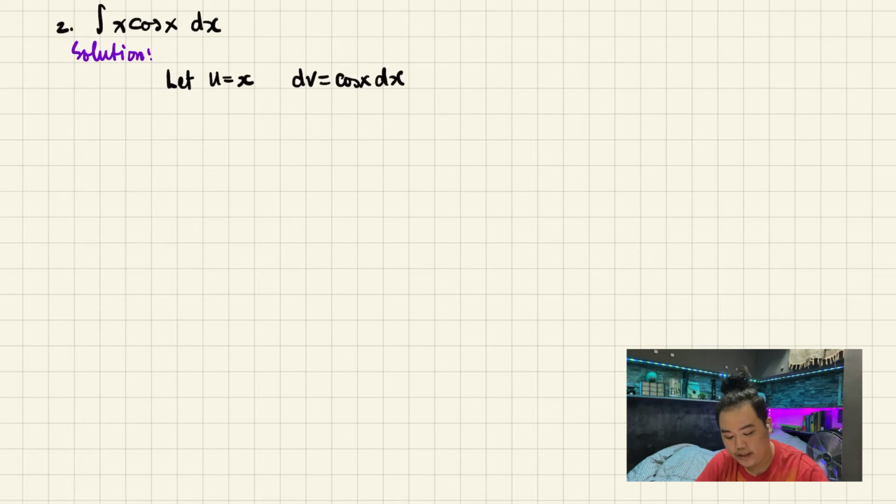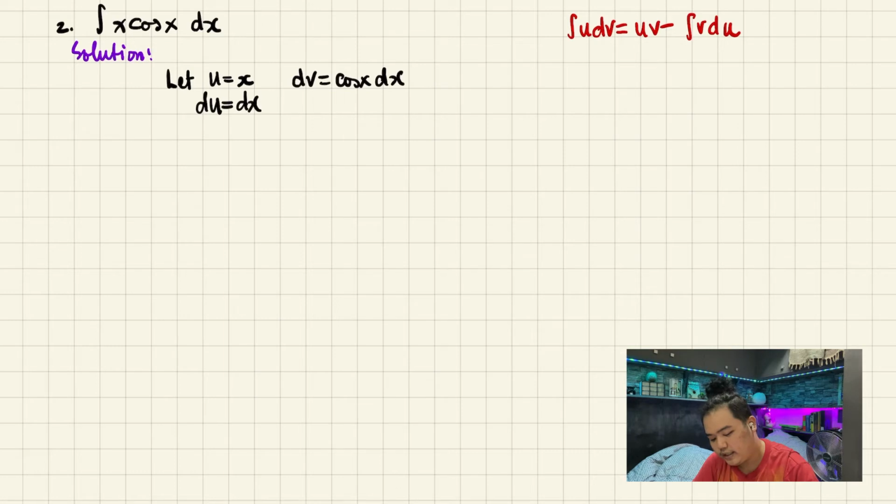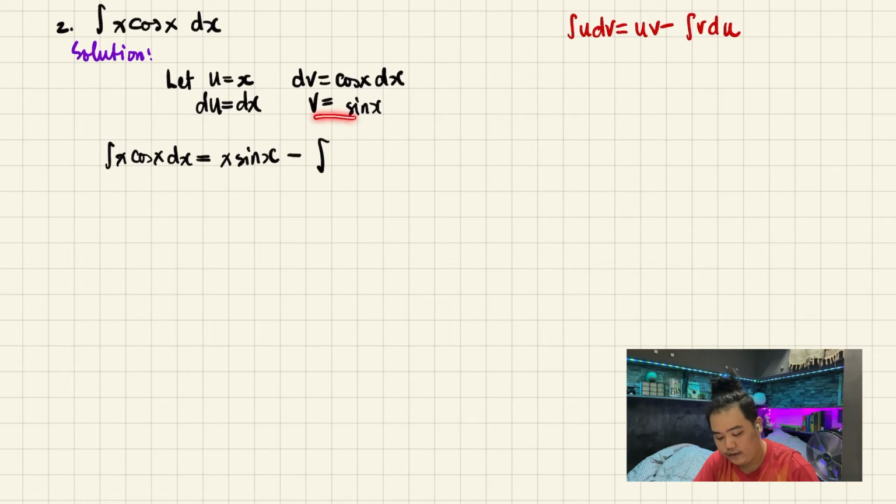Sulat nga natin muna yung integration by parts formula. u dv is equal to uv minus integral ni v du. And then let us differentiate this. Ang makukuha natin ay du equal to dx. And then v, anong integral ng cosine? That is sine x. So ito, using the integration by parts formula, so uv, you get x sine x. Ito yung uv minus integral of v du.